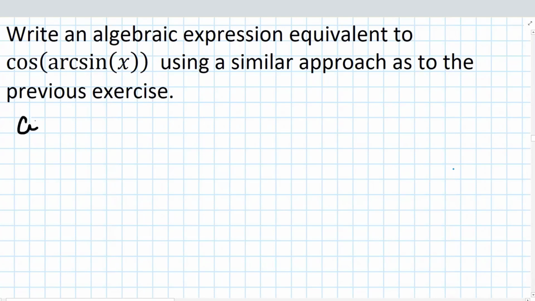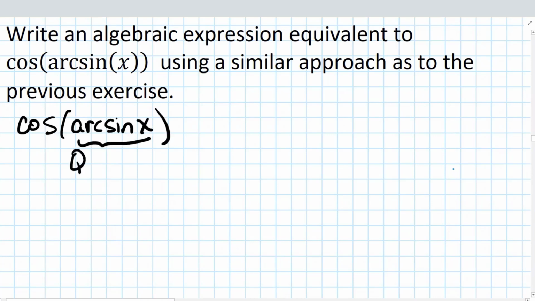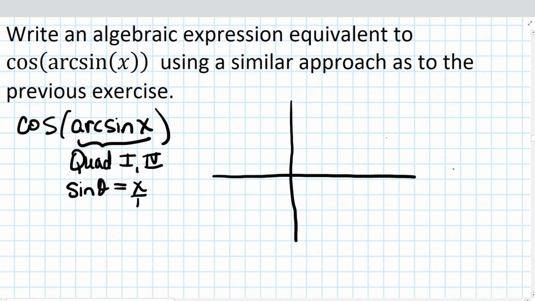So we're going to start with focusing again our attention on the arcsine of x. So what I mean by that is I want to think about, okay, what do I know about arcsine? It's in quadrants 1 or 4. That's something that I know. What I'm saying here is that the sine of some angle theta is equal to x. We usually like to think of it as a ratio, so I'm going to think of it as x over 1. Okay, so the sine of theta is x over 1, and I'm in quadrant 1 or quadrant 4.